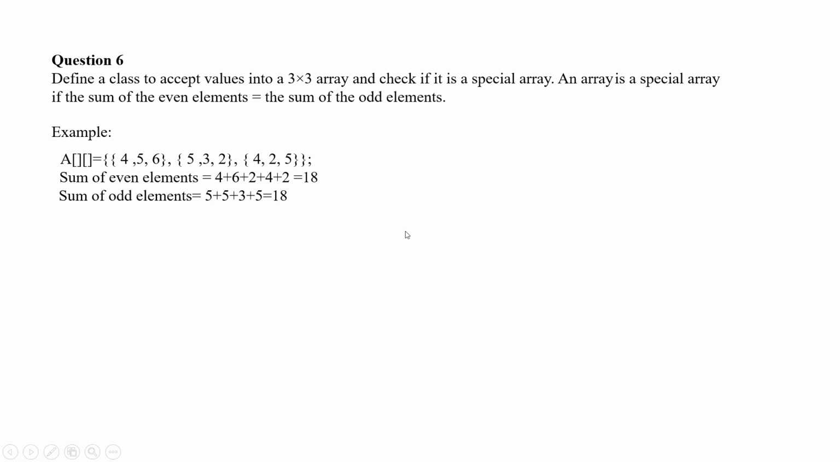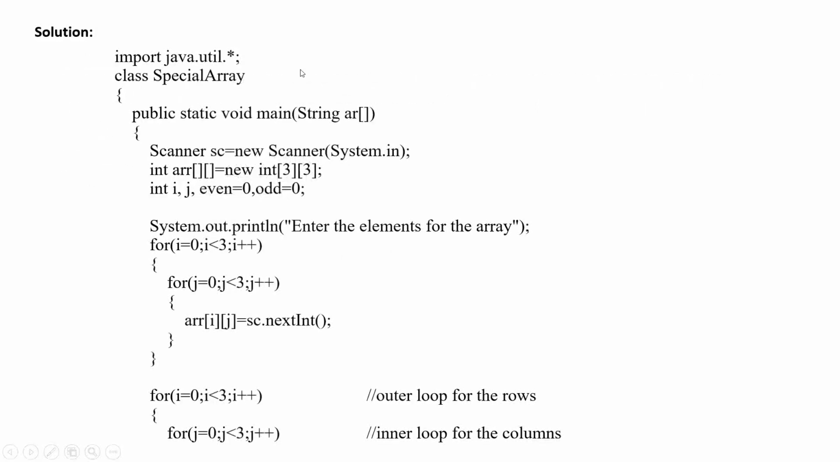Now, let us see the code. Import statement, then the class, main method, scanner. Now we are declaring a 2D array. See the structure of the 2D array: int arr[][] = new int[3][3]. The first bracket represents the row having 3, the second bracket represents the column also having 3. So it is a 3x3 array.